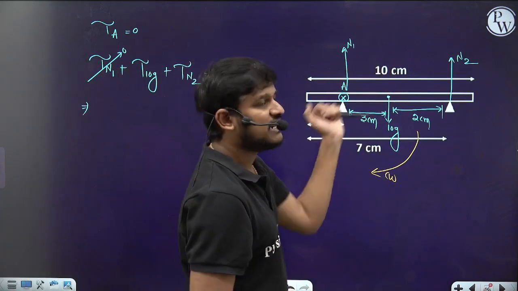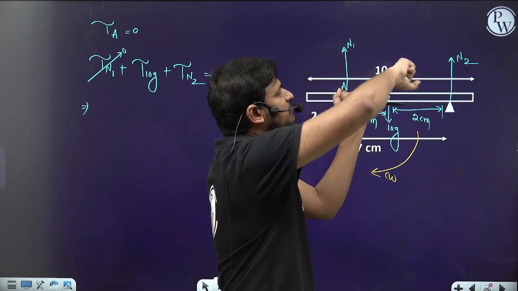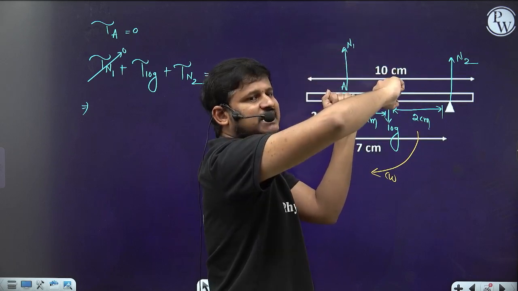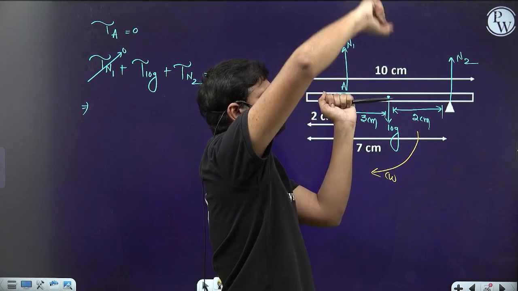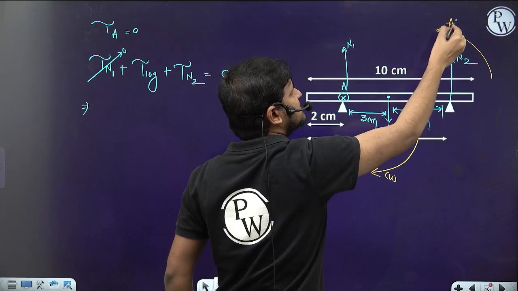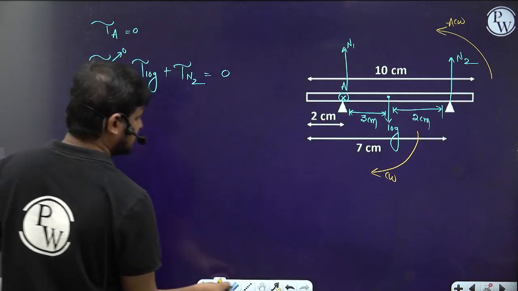And what about the N2? Just imagine here is the axis of rotation and you are applying N2 force upward. Just imagine you tied a thread or rope and you are pulling it upward. So the rod moves this side, that means it causes an anti-clockwise torque. Yes or no, guys?